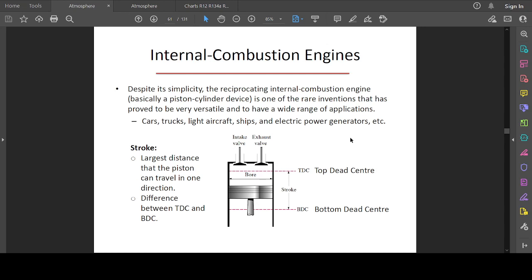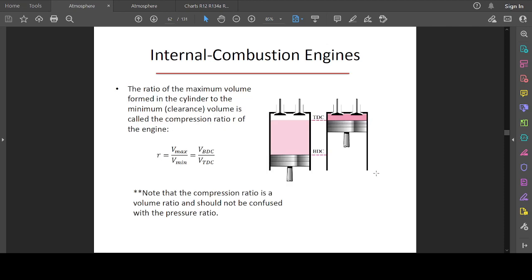Like we said, the stroke is characterized by the top dead center and the bottom dead center, and this is the maximum distance that the piston has to travel between each of the cycles. This is here to control the behavior of the engines, to keep them at a certain operating level, to monitor the efficiency, and also for safety reasons.